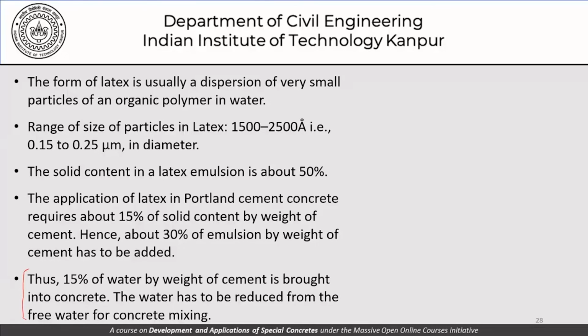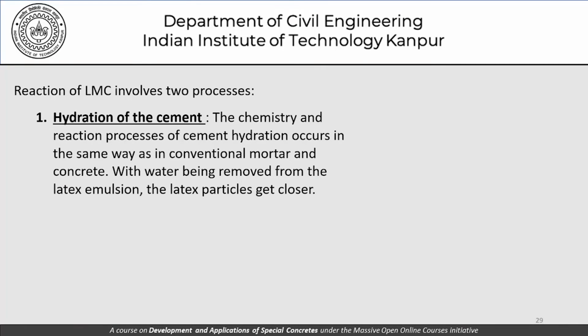LMC of course now has two processes. We've already talked about hydration of the cement: the chemistry and the reaction processes of cement hydration occur in the same way as in conventional mortar and concrete. With water being removed from the latex emulsion, the latex particles get together. The water, which was a medium to introduce the latex particles into the cement concrete, now becomes a part of the water which is reacting with the cement as far as the normal hydration is concerned. And then we have the coalescence of the latex particles.